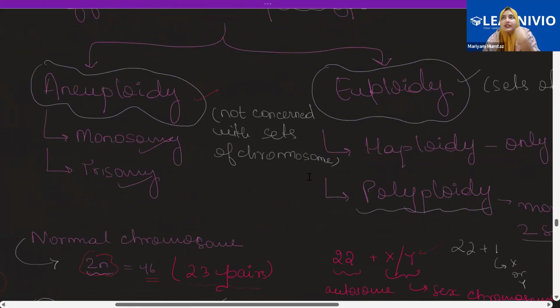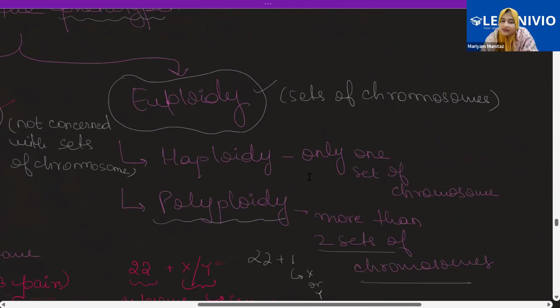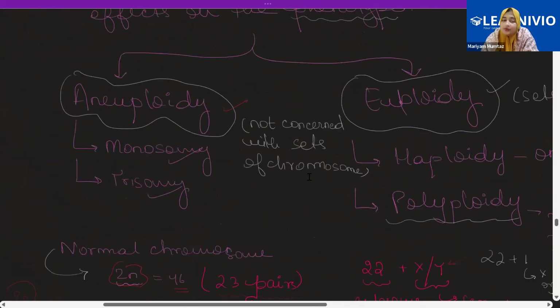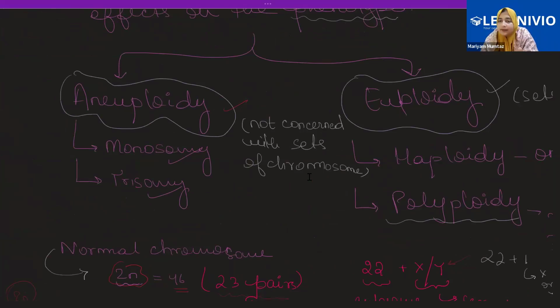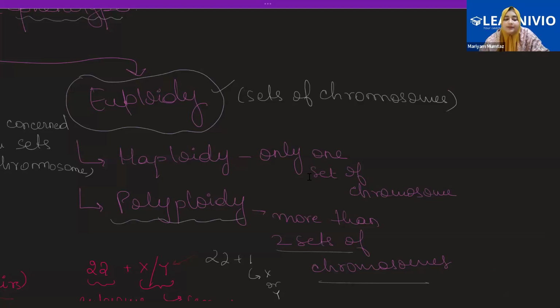Now, aneuploidy is when the number of chromosomes can increase or decrease, and it is not concerned with the set of chromosomes. Single number, dual number can increase or decrease. Euploidy is concerned with sets of chromosomes. So monosomy and trisomy, wherein one less or one extra chromosome is added, that is aneuploidy. The case in which haploidy or polyploidy, wherein sets of chromosomes are there, we call it euploidy.